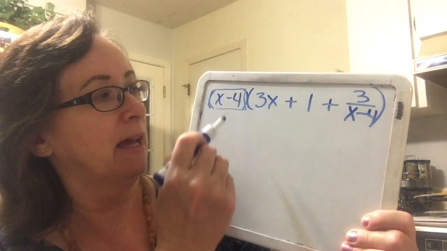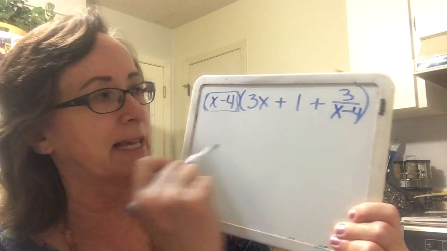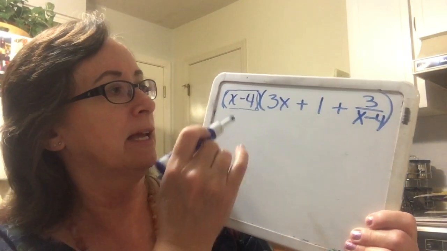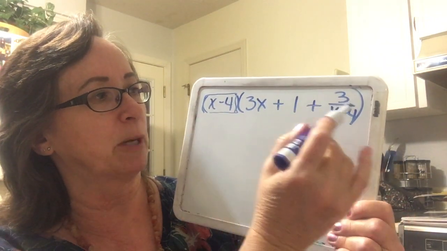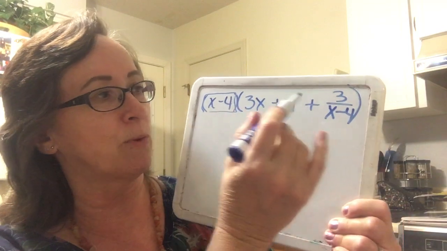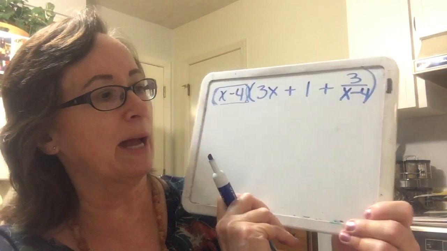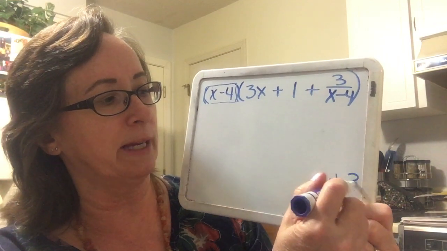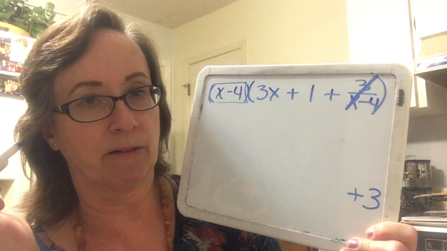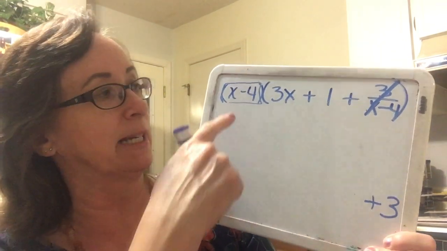So instead of doing this times this, and this times this, and then this times this, I'm going to take care of the remainder, and then I'm going to forget about it. So I'm going to keep this all together, and I'm going to multiply it by 3 over x minus 4. And x minus 4 times 3 over x minus 4 is just 3. So I'm going to put this plus 3 down here, and then I'm going to call that done. All right, so I'm just going to remember that I have 3, and now I'm going to distribute.